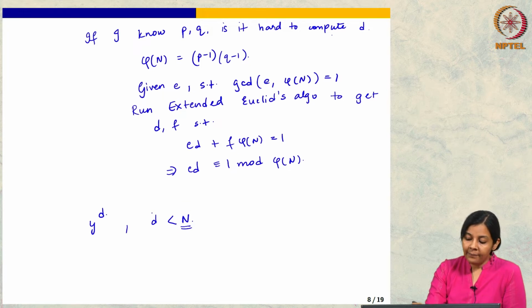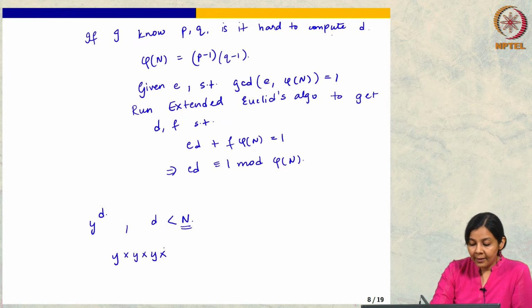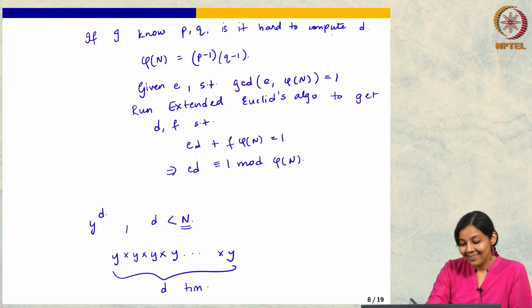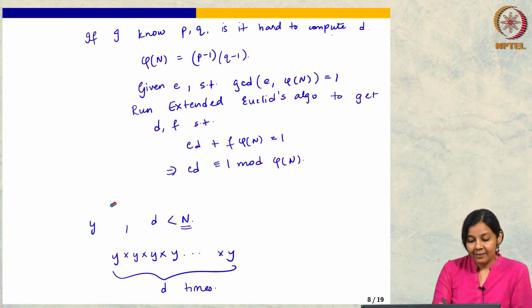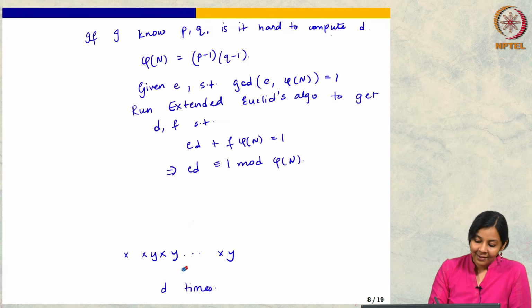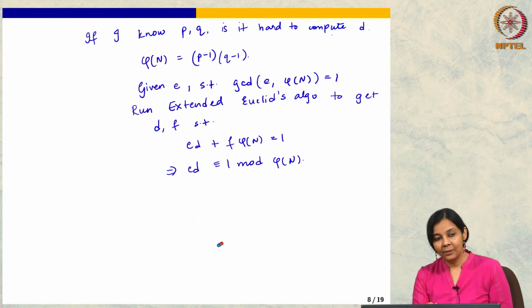How do I trivially compute y to the d? y times y times y times y. Okay, so I will leave this as an exercise. Of course, you can do it efficiently, you do not have to do it like that. If you needed to do it like that, you would really be in trouble, but you do not need to.